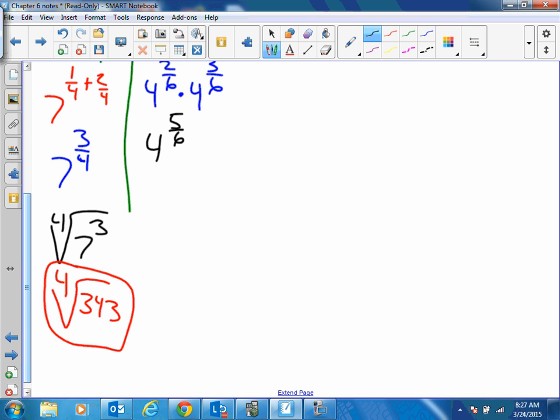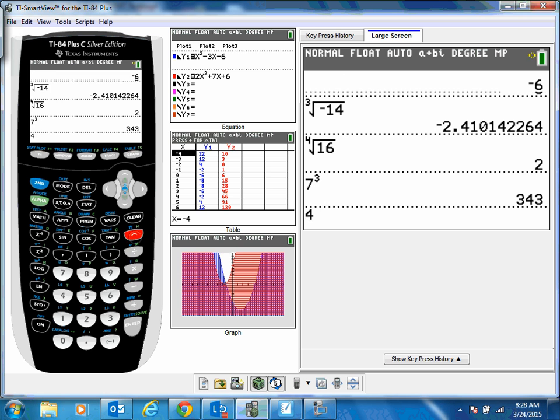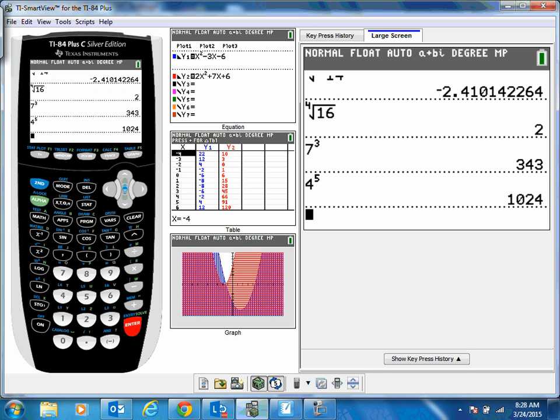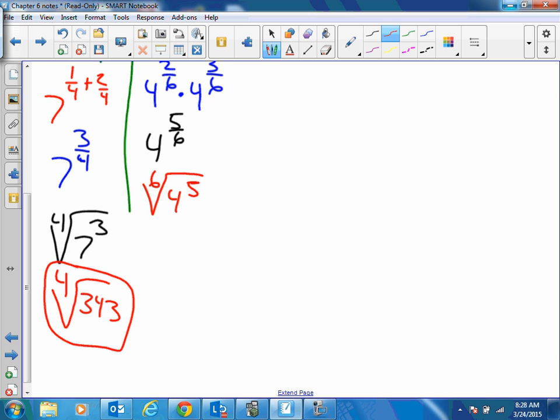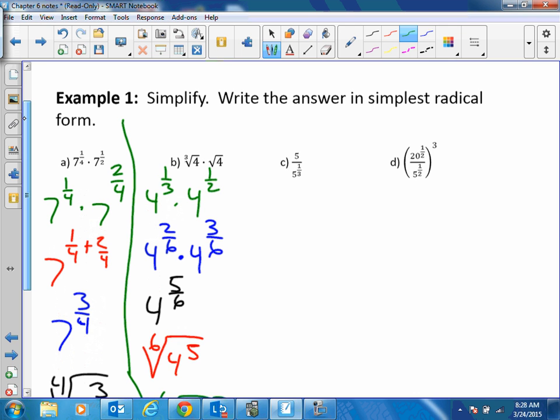Then I can rewrite it in radical form. The bottom number is 6, so it'll be the 6th root of 4 to the 5th. What is 4 to the 5th power? I didn't write it in there. Let's see what it is. 4 to the power of 5 is 1024. So I'd have the 6th root of 1024, and that's how I'd write my answer. Write your answer in simplest radical form.